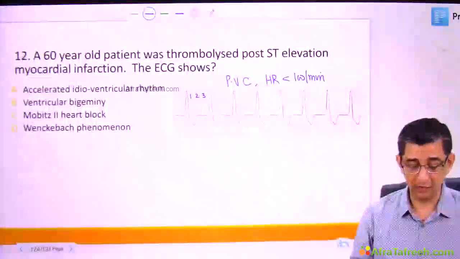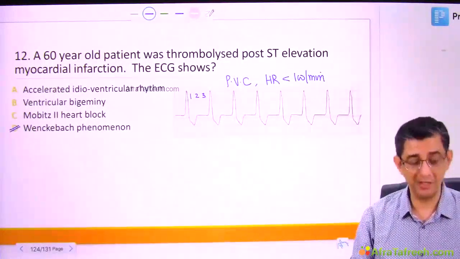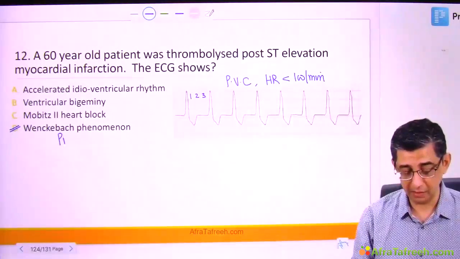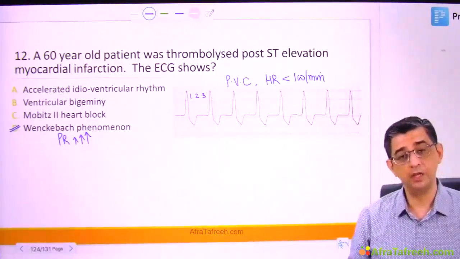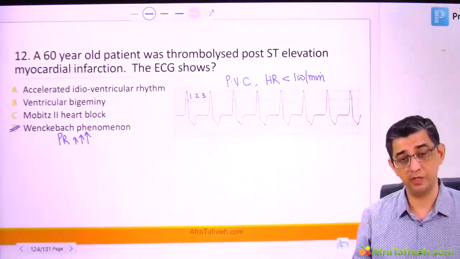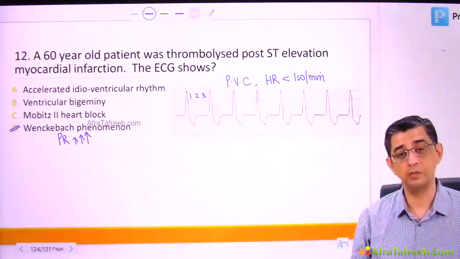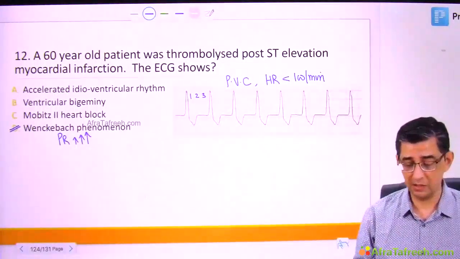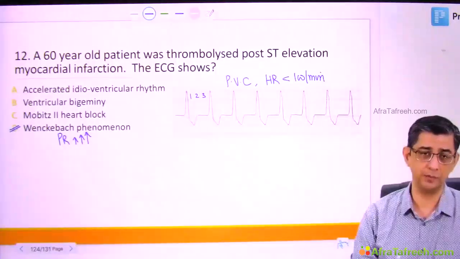Now let me consider the options. If I look at Wenckebach phenomenon, it will always be associated with bradycardia. In fact, Wenckebach phenomenon will always have a serial prolongation of the PR interval. In this case, you can't even see the P waves present, so there is no point of a PR interval. And more importantly, Wenckebach phenomenon should have a bradycardia, whereas in this case, the heart rate is at least normal, or let me say in the upper limit of normal.